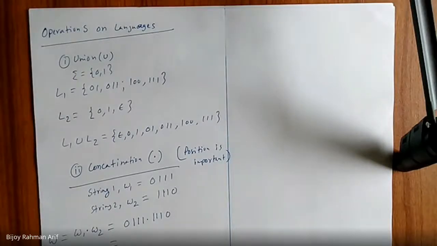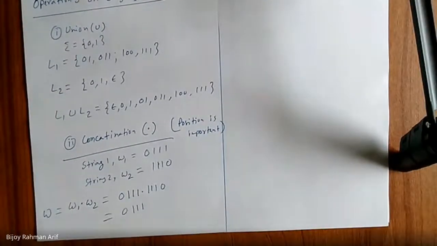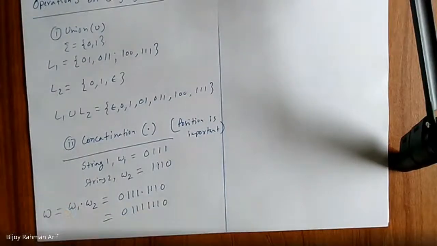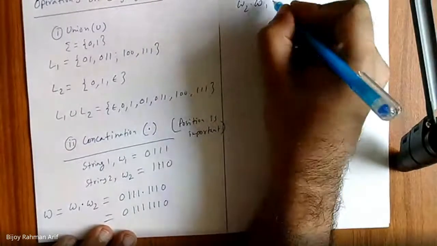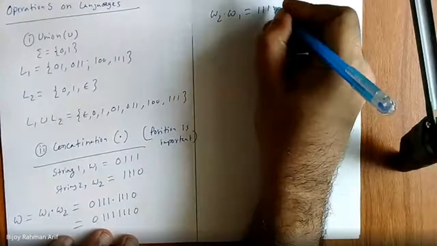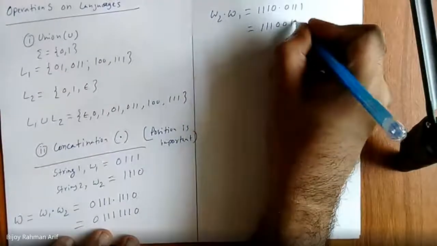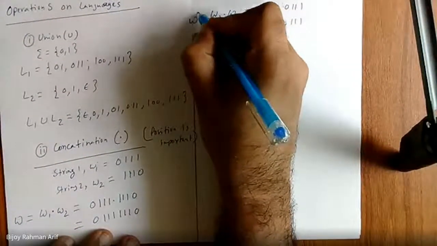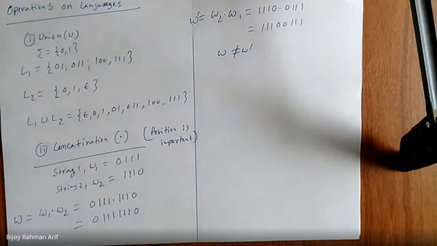Did you get it? So what would be the answer? 0111110, just spliced and joined together. Is it clear to you? But if we do W2 concatenated with W1, then what would be my answer? 1110, then I put 011. It becomes 1110011, completely different. W not equal to W dash.